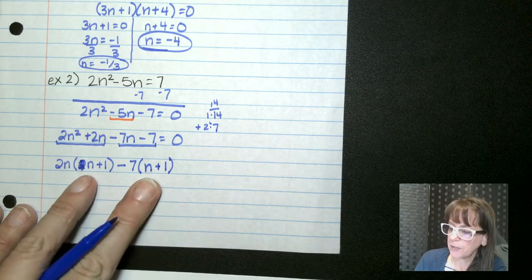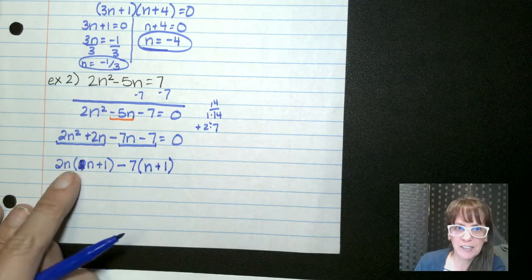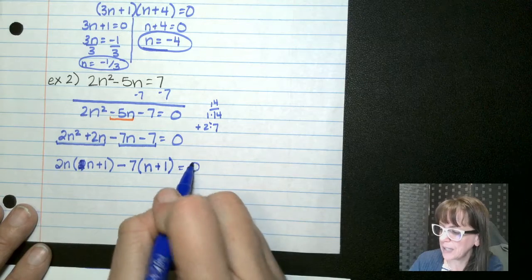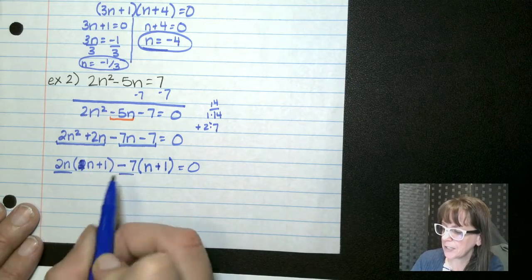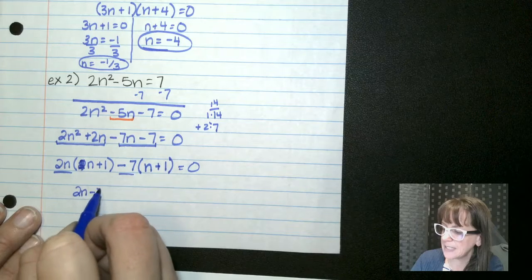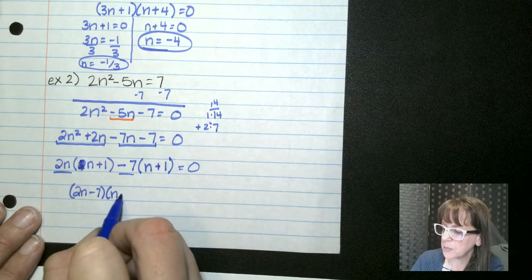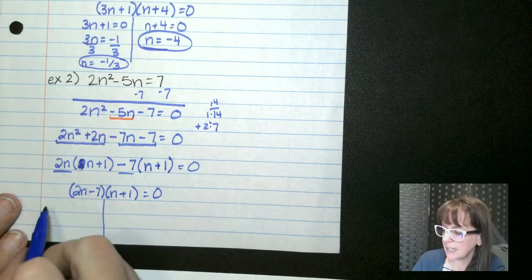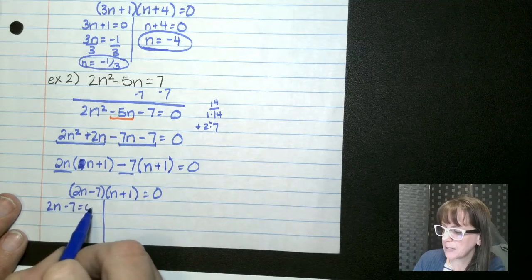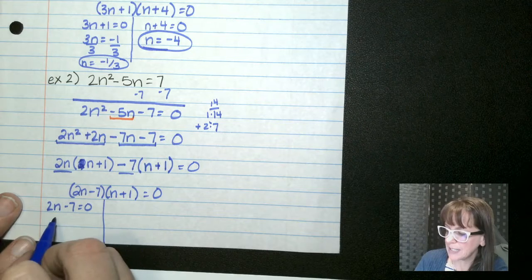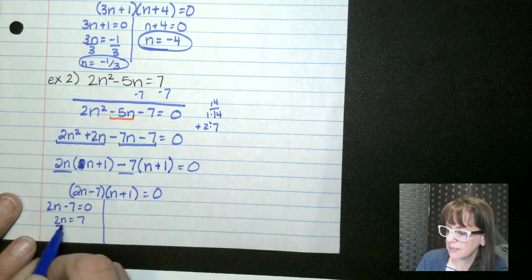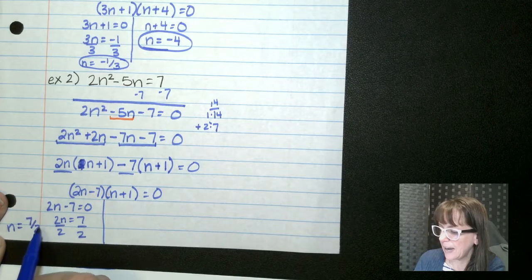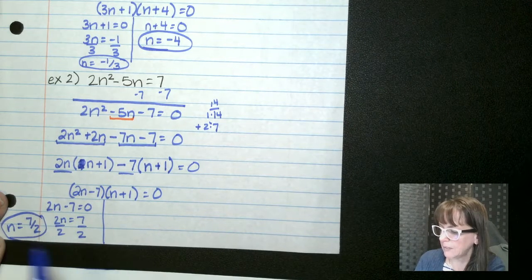Now you ask yourself, are these two things exactly alike? They are, now that I got rid of that extra 2. These are exactly alike, so we have factored this. Here's our first factor. We have 2n minus 7, and we have n plus 1 equals 0. Let's use our zero product property to say 2n minus 7 equals 0. If I add 7 to both sides, I get 2n equals 7, divided by 2, divided by 2, n equals 7 halves. There we go.